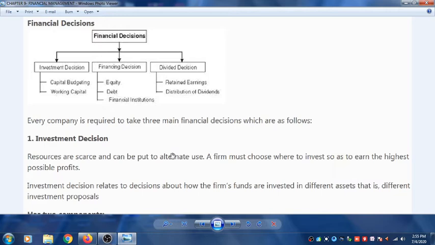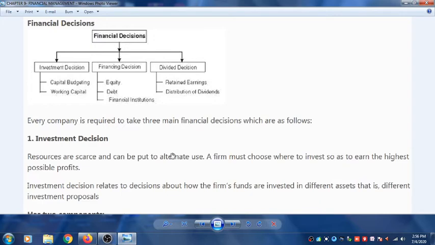And the third decision which the finance manager takes is the dividend decision. Dividend decision means how much dividend to be returned back to the shareholders and how much money he has to keep in the company. The money which he keeps in the company for the further expenses is called the retained earnings, and the money which is given back to the shareholder is called the dividend, that is distribution of the dividend. So these are basically the three financial decisions which a finance manager takes in his company.